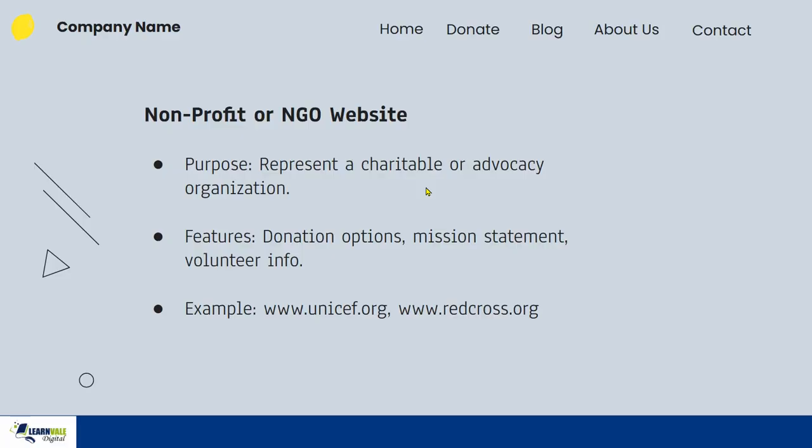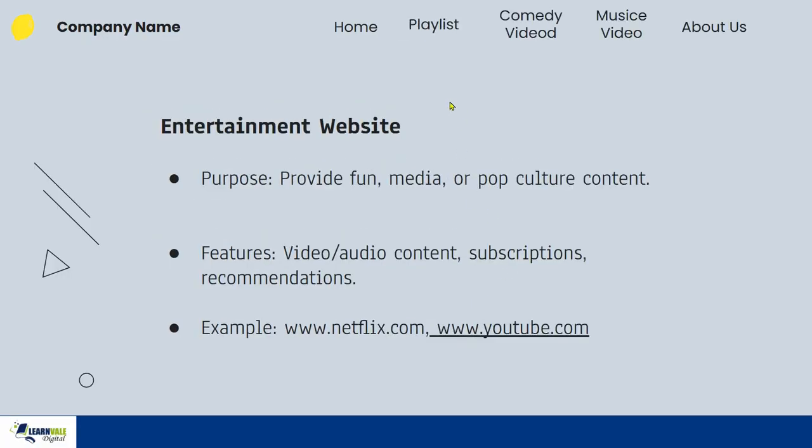But one of the pages you find in a non-profit or NGO website is donate, a place whereby you can freely donate to them to support their cause. Okay, but if you look at platforms like UNICEF and Red Cross, you see how an NGO or a non-profit website looks like.